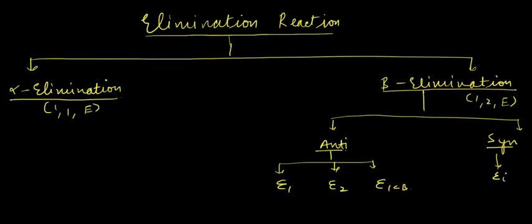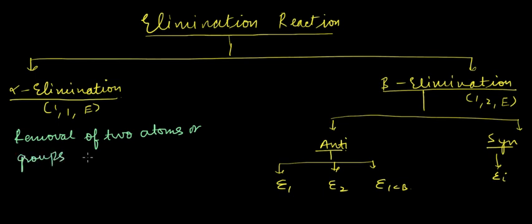Okay, so what does alpha mean here? Alpha means removal of two atoms or groups from the same carbon. That's why it's called 1,1. And beta is nothing but removal of two atoms or groups from adjacent carbons.